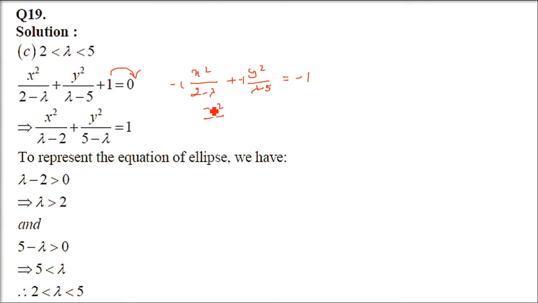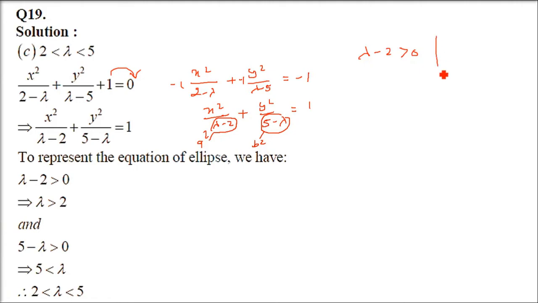So this will be x square by, not 2 minus lambda, let us change it to lambda minus 2. And then you have minus here. So now change lambda minus 5 as 5 minus lambda. And this minus 1 will be plus 1. So you have x square by a square plus y square by b square equals 1. So lambda minus 2 is actually a square, so it has to be greater than 0. Similarly, 5 minus lambda, which is b square, has to be greater than 0.